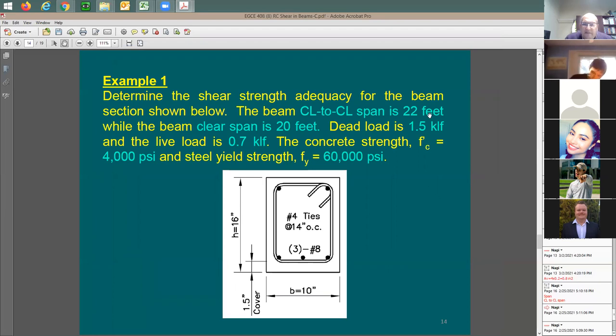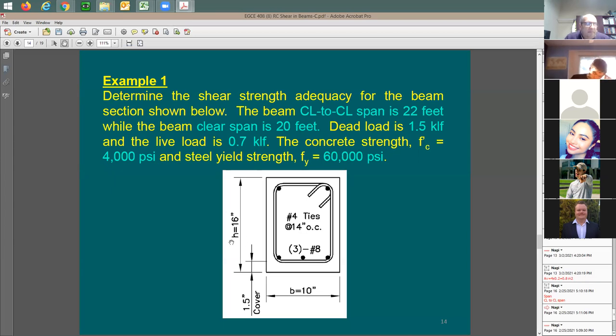Why is it important in this case? Because I need to go the distance away from the face of support. Otherwise, something is wrong, right? You're going to be taking a higher value than you really need to take. It says here the beam clear span is 20 feet. Clear span means from face of column to face of column, face of support to face of support. They give me the dead load, the live load, the strength of concrete, and the strength of the steel.